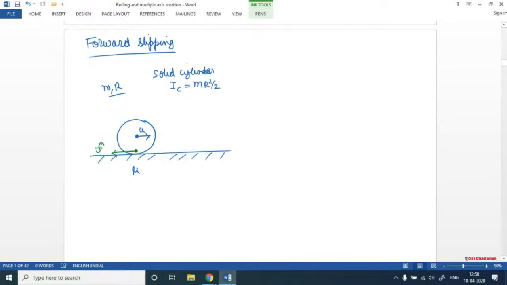So this is F, and this would be the normal, and this would be mg over here. So obviously in this case, normal is equal to mg. And F will be equal to mu times n, because the slipping is happening over here. So this friction is kinetic friction. So mu times n is equal to mu mg. So that is what we have got as the magnitude of friction.